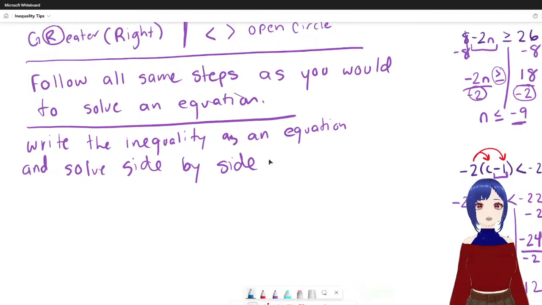If you are struggling to get the hang of inequalities, try reading the equation version side by side and do the steps with the equations, and then just make sure if you have the negative number, you apply that negative number trick to whatever you're doing.